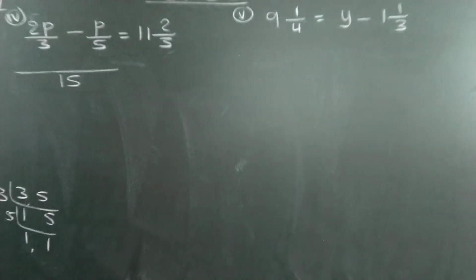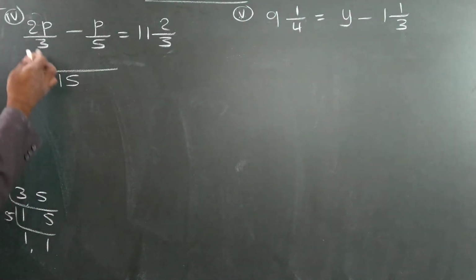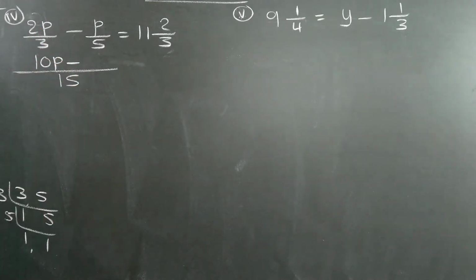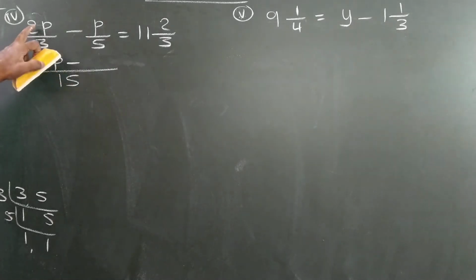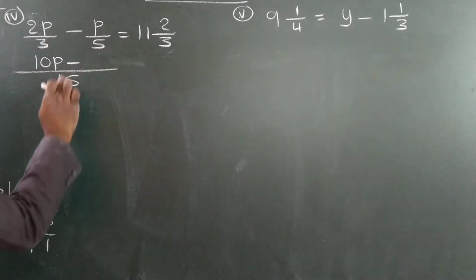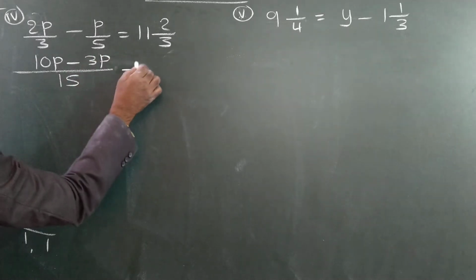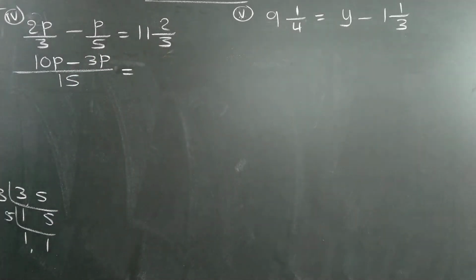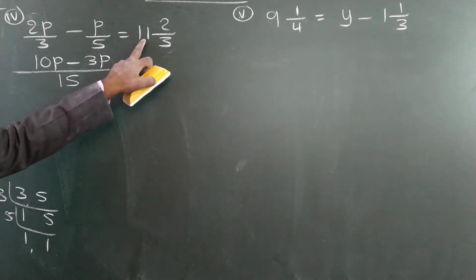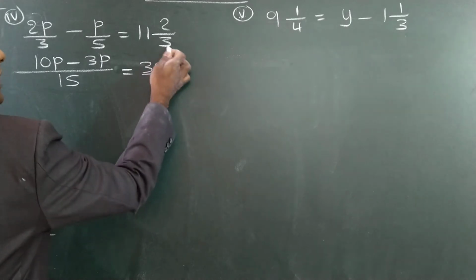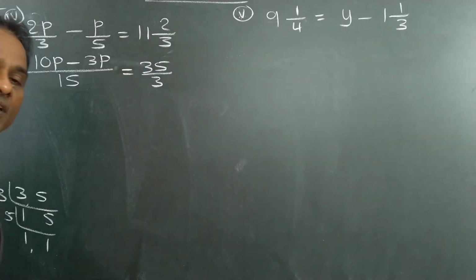LCM. 3 how many times? 5 times. 3 5s are 15, 5 2s are 10p. 5 3 times. 5 how many times? 3 times, 3 into p, 3p. Mixed fraction, change it into an improper fraction. 3 into 11, 33 plus 2, 35 by 3.